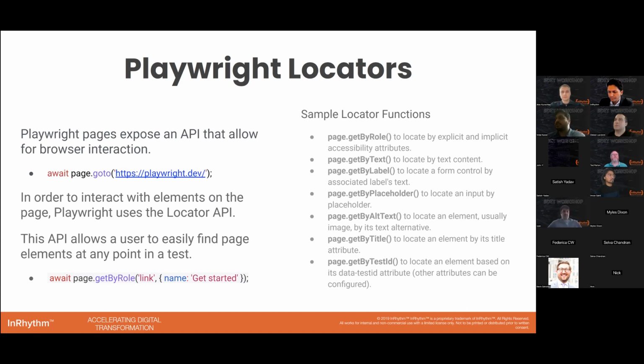The locator API exposes various common methods for obtaining elements, and all of these locator functions interact with Playwright's base auto wait and retry features, which you can set globally or on a test-by-test basis. And the locator API automatically pierces the shadow DOM, as I said before.